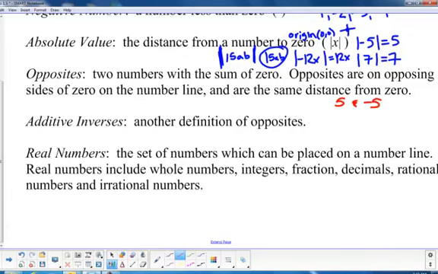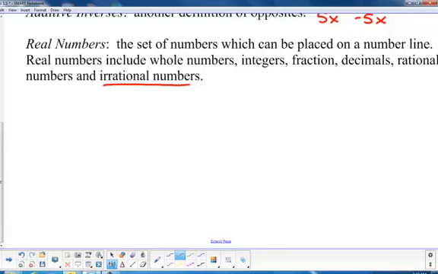Additive inverse is the same exact thing as opposites. You could use letters. So if you had 5x, the additive inverse would be negative 5x. And real numbers is anything on a number line, including irrational numbers. So let's add a couple definitions here. We'll start with irrational numbers.